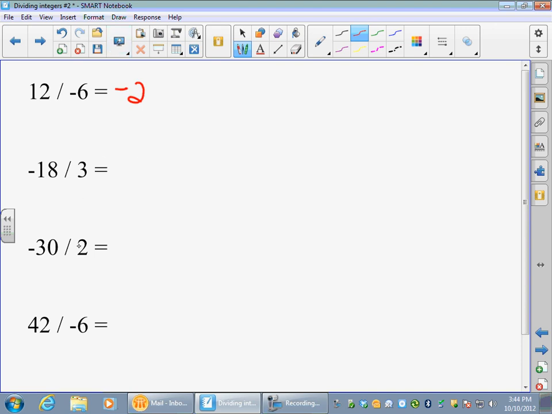So finish these three problems. We will go over them tomorrow in class at the beginning quickly to make sure everybody understands what's going on. And then we'll practice more dividing.